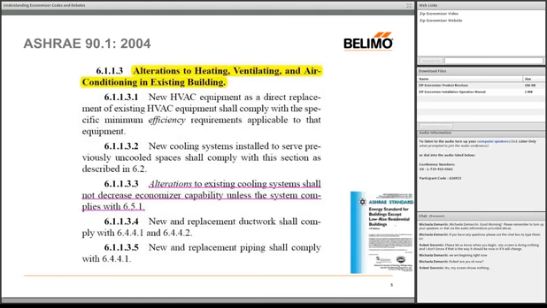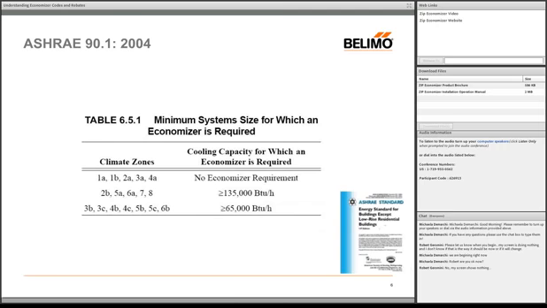And what does that mean to these codes? In this particular section, a direct excerpt from the code, we really focused on the alterations to existing cooling systems, making sure that it did not decrease the capacity of the economizer system. Minimum system size for which an economizer is required has evolved throughout the different years. In 2004, climate zones 2A, 1A, 1B, 3A, and 4A did not require any economizers. And what we'll notice in the next few slides is that this stays the same.